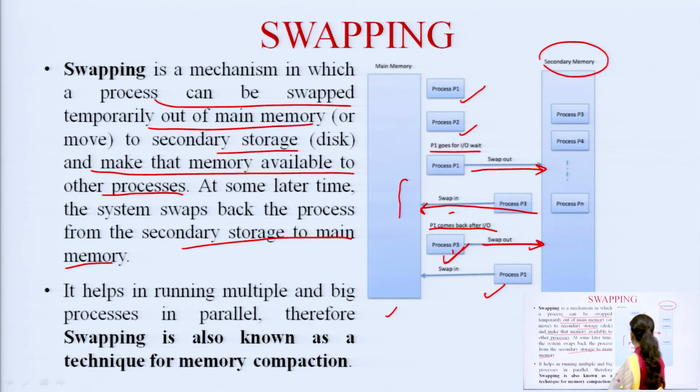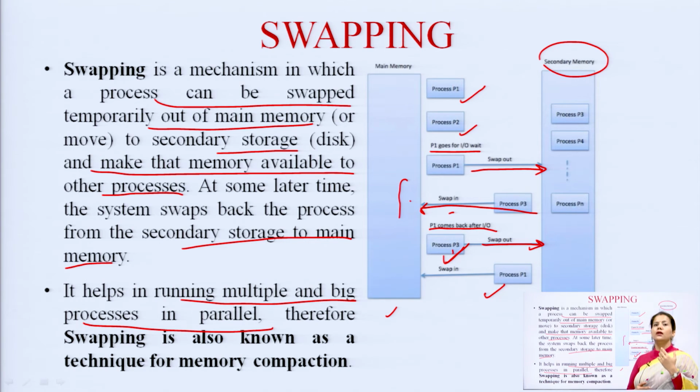This is happening in this diagram: one by one these processes are swapped to the secondary memory, and after a certain time, when the other processes have been done, the process that was swapped out to the secondary memory goes back to the main memory. So, it helps in running multiple and big processes in parallel. In this way the multiple and big processes can be executed simultaneously. Therefore, swapping is also known as a technique for memory compaction.